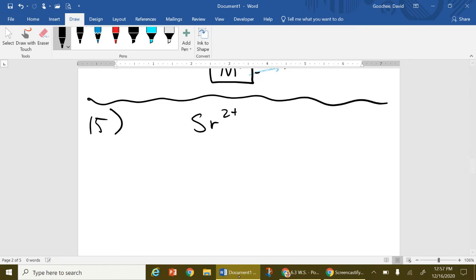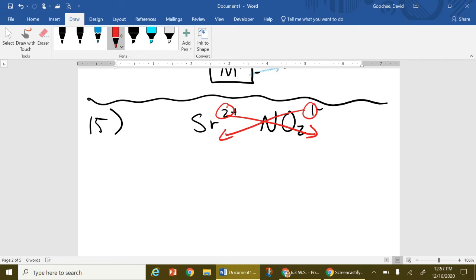Strontium nitrite. Okay, so this nitrite has a 1 minus charge. That's how many strontium atoms you're going to have: 1. This strontium has a 2 plus charge, so you're going to have 2 nitrites.